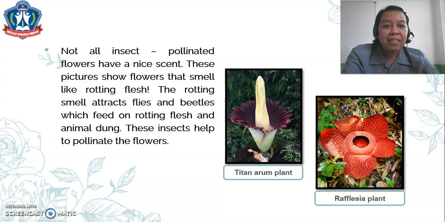Not all insect-pollinated flowers have a nice scent. These pictures show flowers that smell like rotting flesh. The rotting smell attracts flies and beetles which feed on rotting flesh and animal dung. These insects help to pollinate the flowers. So we have here the Titan arum plant and the Rafflesia plant.